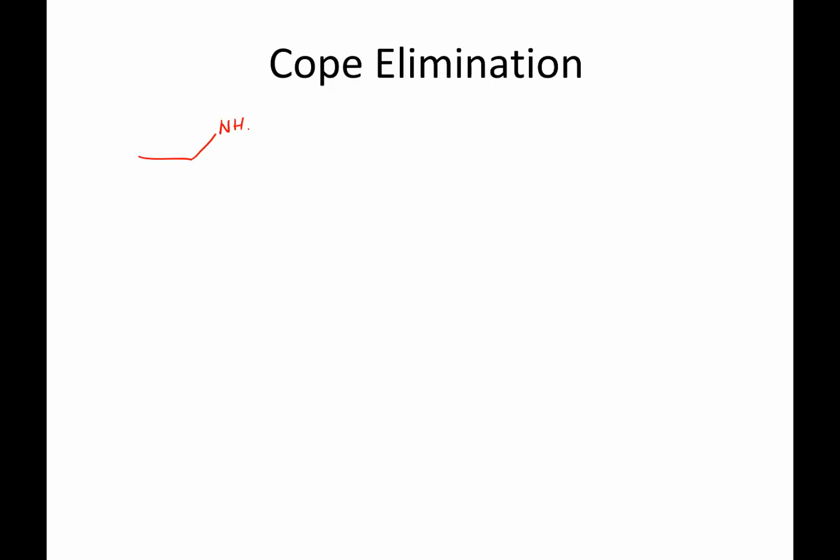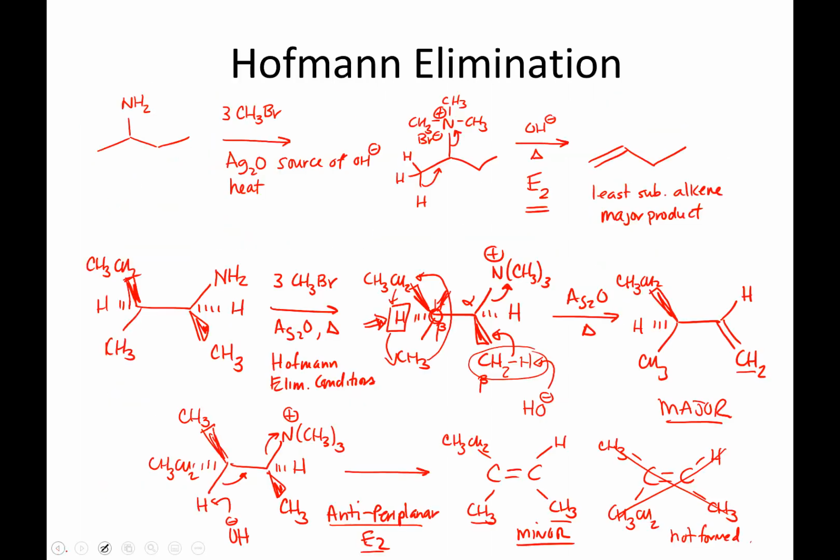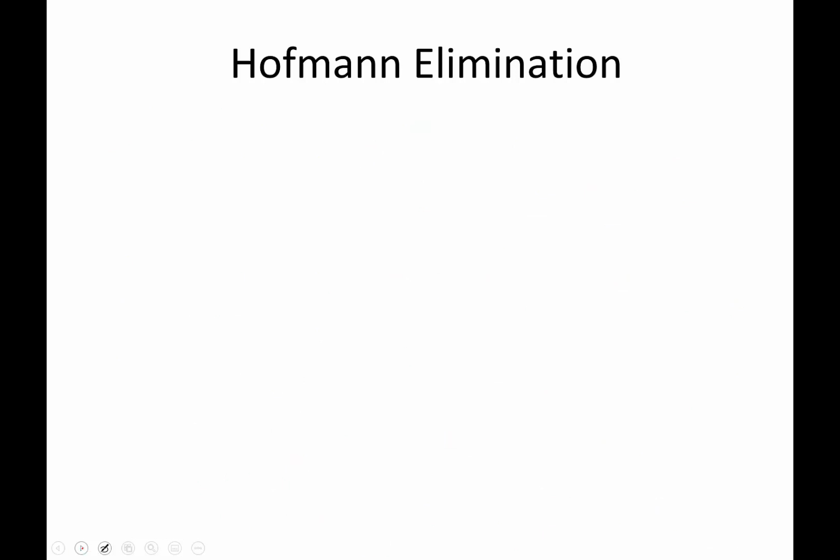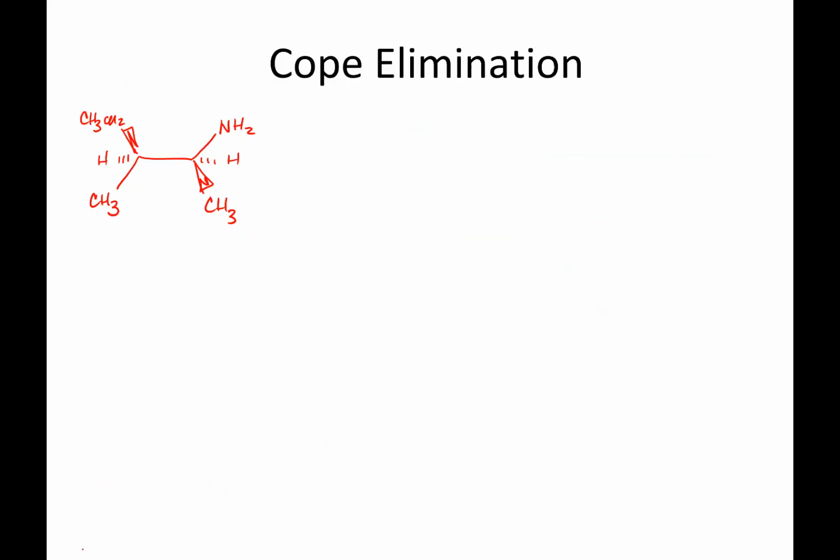So we had an NH2 here, we had a hydrogen there, and we had a CH3 here. On the other side, we had an ethyl group, the hydrogen, and the methyl group. And let me just go back and make sure of that. Yes. Okay, so now let's do a Cope elimination on this and write the major and the minor product.